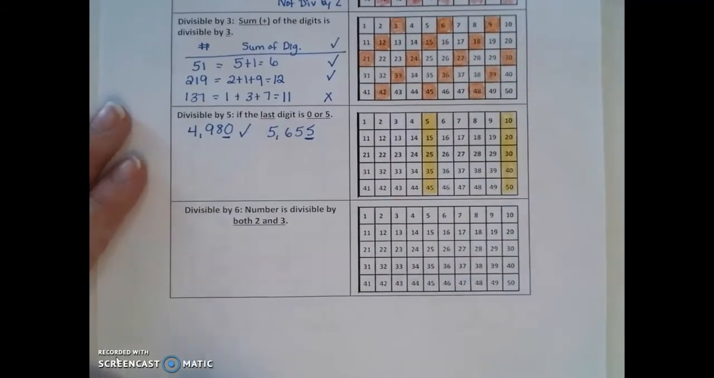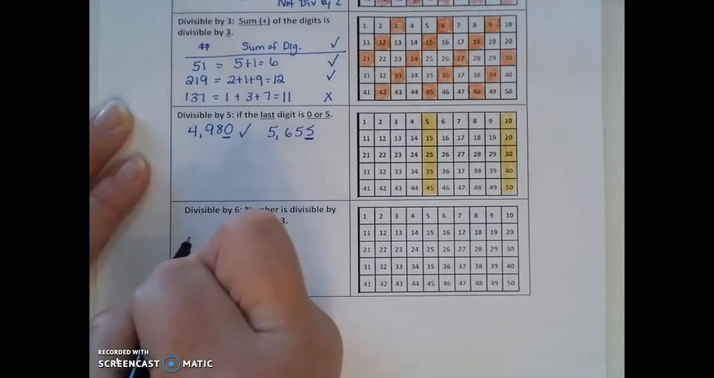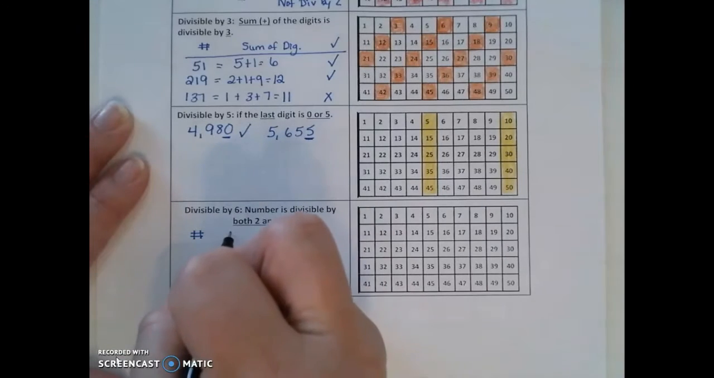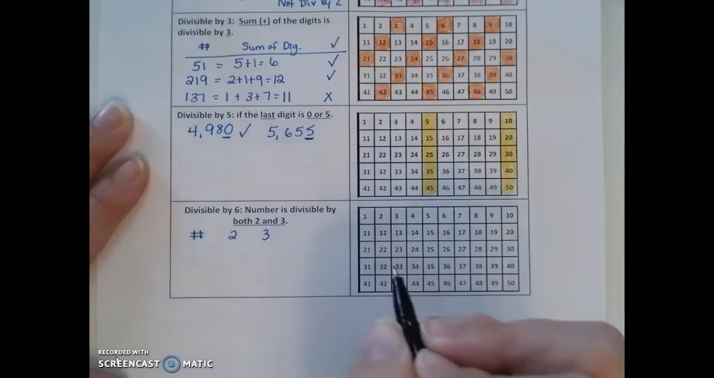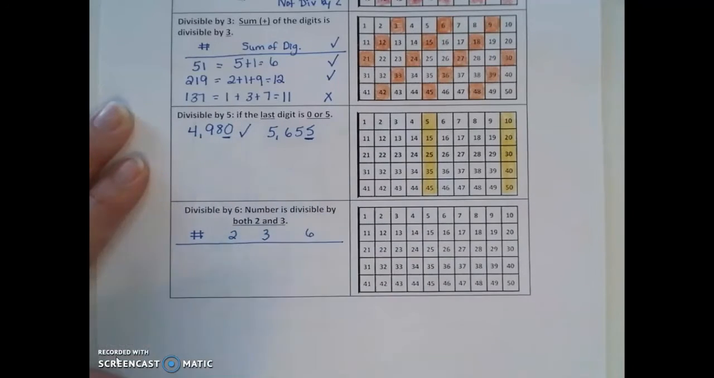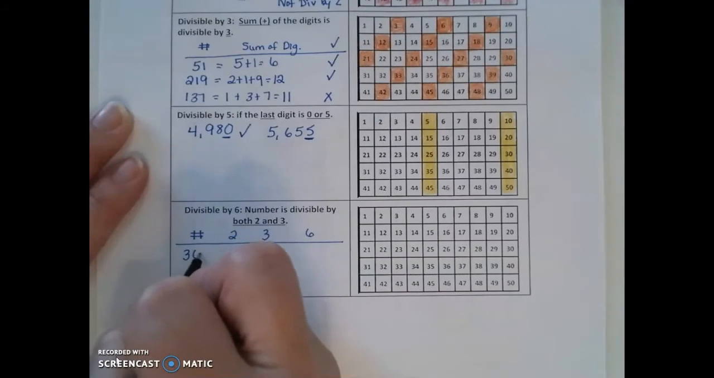The next rule we're going to talk about is whether or not a number is divisible by 6. The number has to be divisible both by 2 and 3 to be divisible by 6. I'm going to make another table like I did for the divisibility rule of 3. So I'm going to do a number symbol, a 2, a 3, and a 6. Draw a line underneath. The first number we're going to decide about is 30.